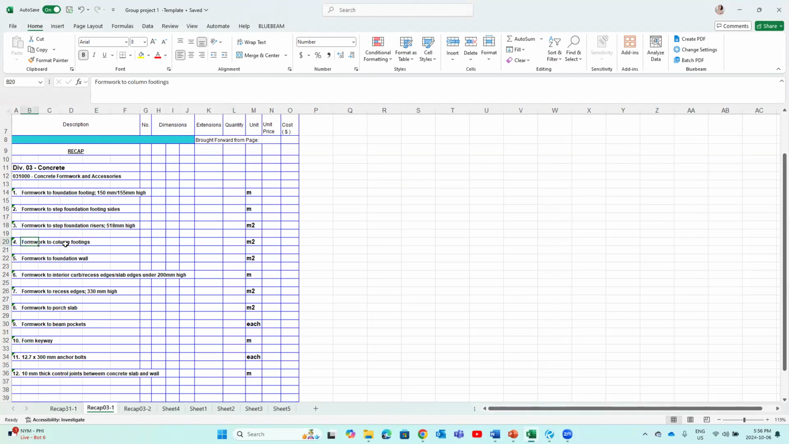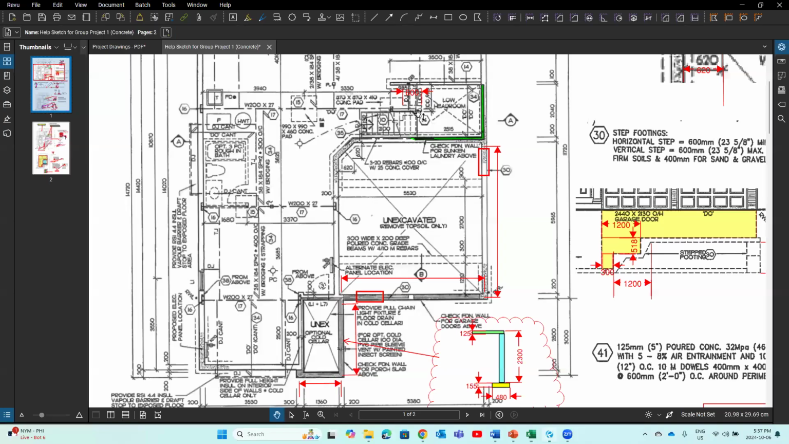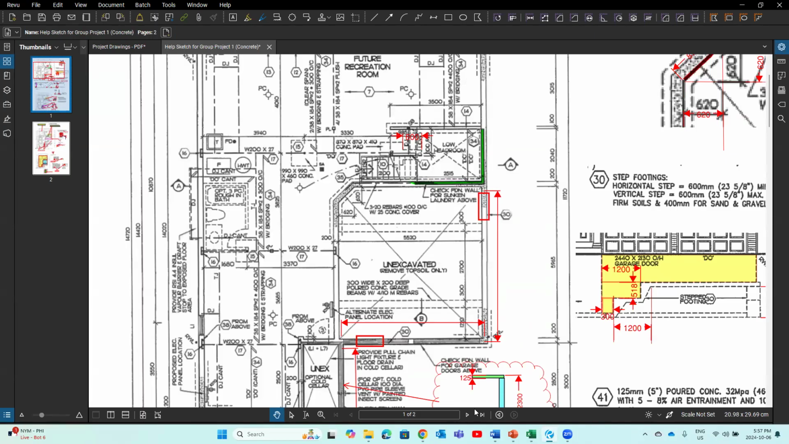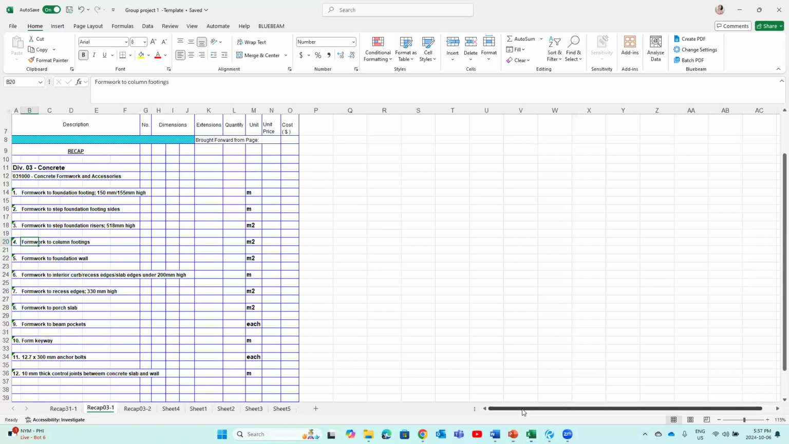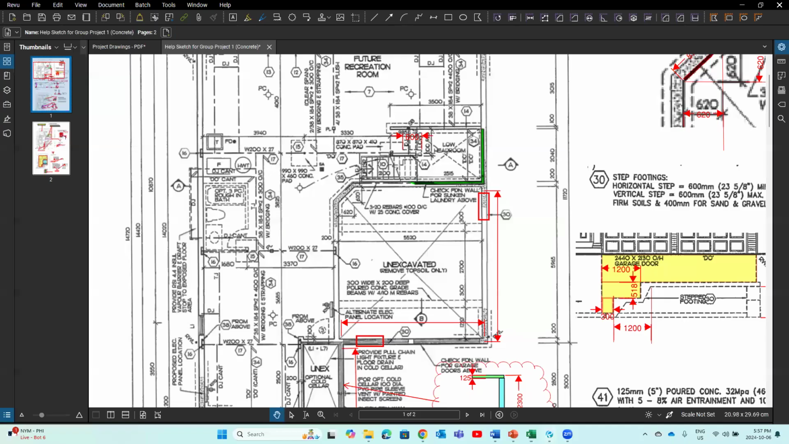Okay, formwork to column footings. We have 3 column footings there, right? If we look at this, the formwork for column footings would be 4 sides around. What you do is take the perimeter of this, multiply by the depth, and you get the formwork area for 4 sides around. That's what you need to pay attention to. That's easy, right? Okay, now the formwork to foundation wall. Okay, now we see.